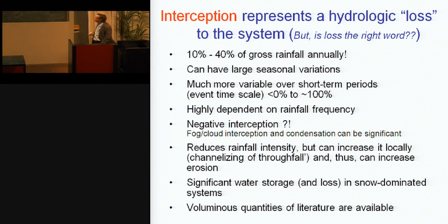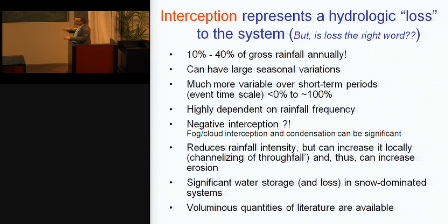Because some 10 to 50% of gross rainfall can be intercepted. That's really important. Many hydrologists are not interested. This is a bit of water stored on the vegetation or on the topsoil. That's not interesting, but it can be very important. It can have very large variations. It can vary a lot for short periods. Small storm events can completely go into interception storage, so 100% is intercepted. It depends highly on rainfall frequency.